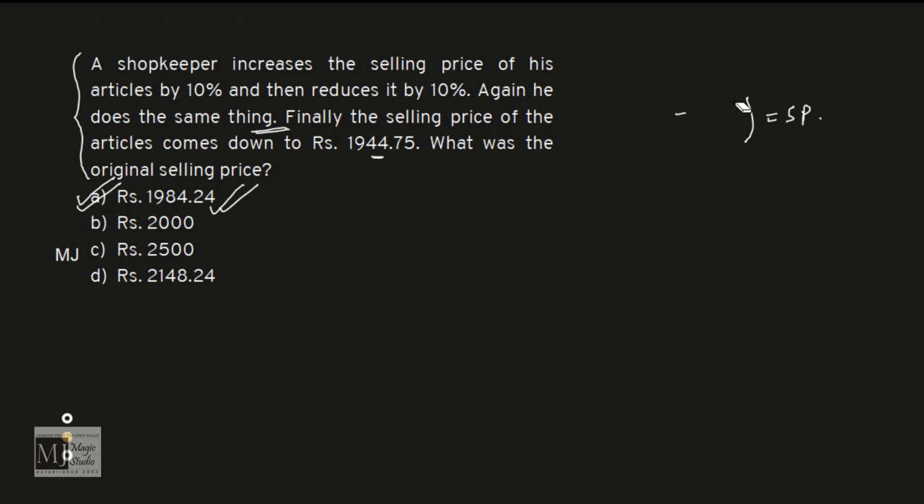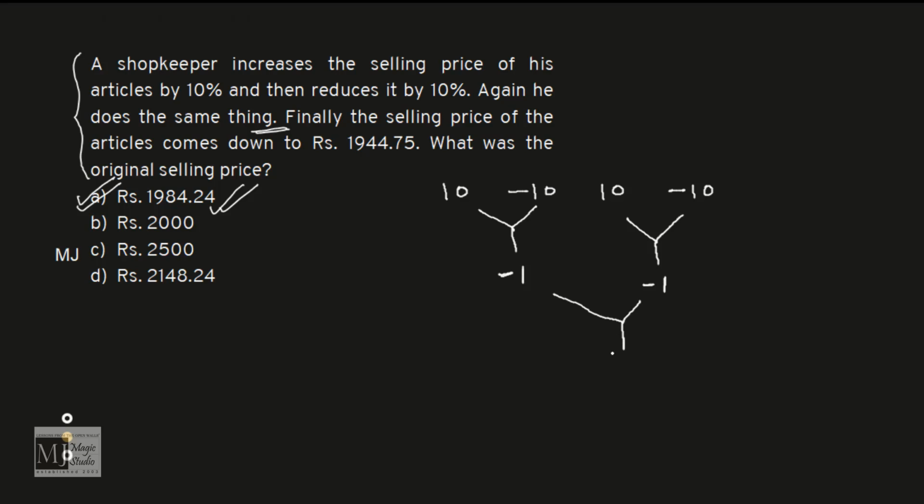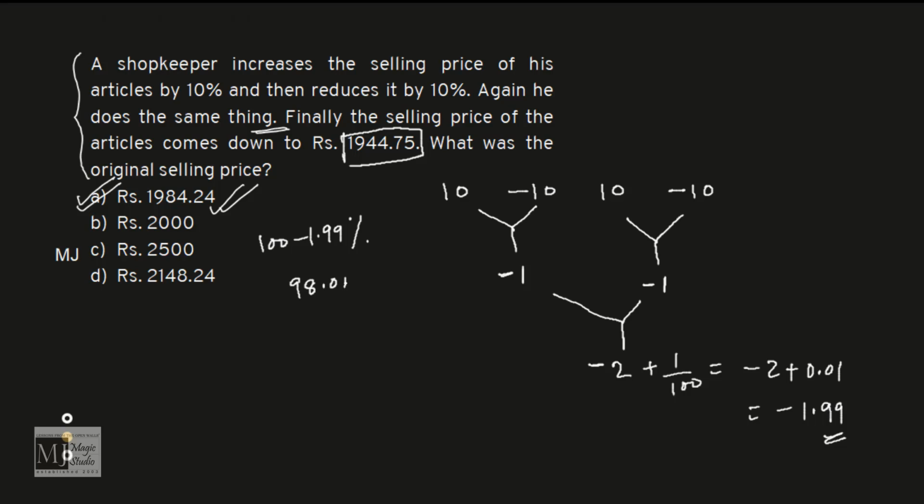If the on-screen calculator is not there in any of the questions, how can we use our net change formula in this case? So we have 10 and minus 10. The effect of 10 and minus 10 is minus 1. Again, 10 and minus 10, the effect is minus 1. Minus 1 and minus 1, the effect is how much? Minus 2 plus 1 by 100, so that would be minus 2 plus 0.01, that is minus 1.99%. That means this particular figure is actually 100 minus 1.99%, that is 98.01%.